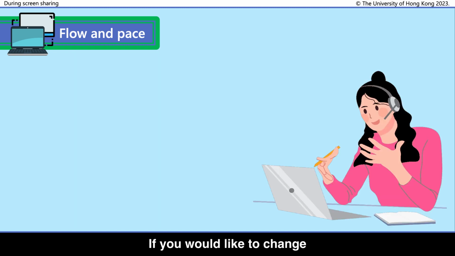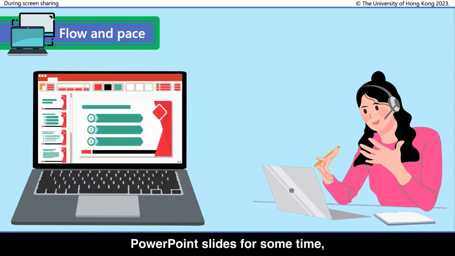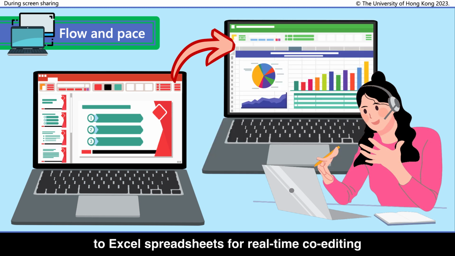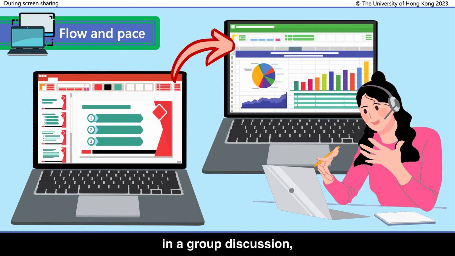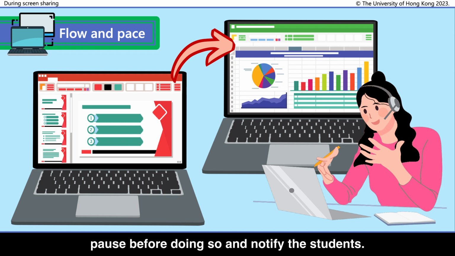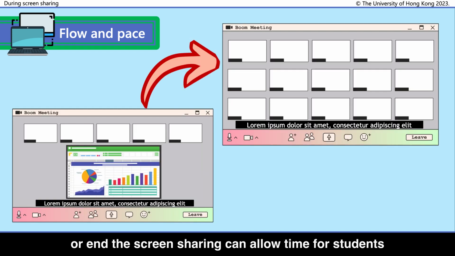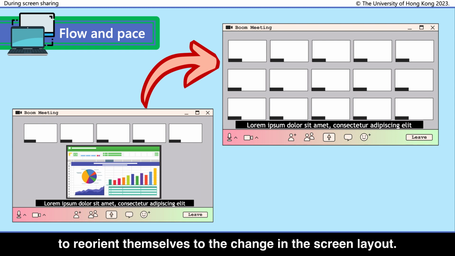If you would like to change the materials that are shared on screen, for example, after you have been talking about PowerPoint slides for some time, you may want to switch the screen sharing to Excel spreadsheets for real-time co-editing in a group discussion. Pause before doing so and notify the students. Notifying students that you are going to pause or end the screen sharing can allow time for students to reorient themselves to the change in the screen layout.